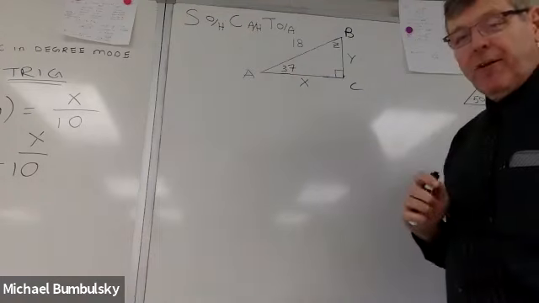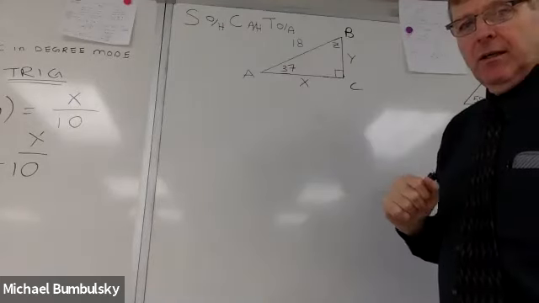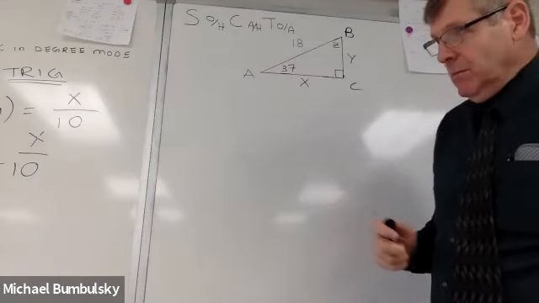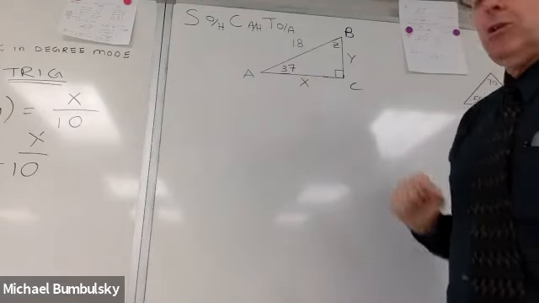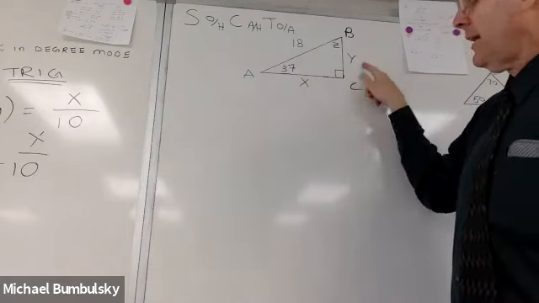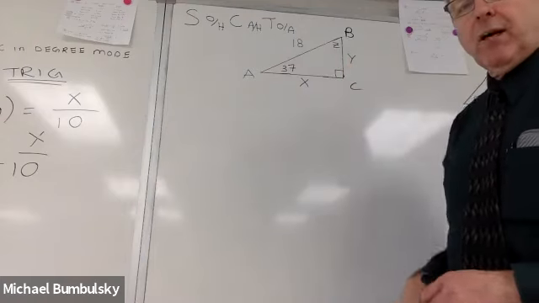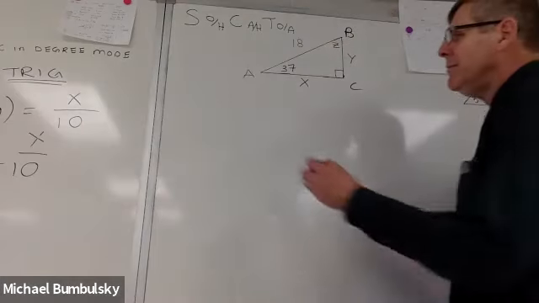Can I use the 45, 45, 90? No. This isn't 45. Can I use a 30, 60, 90? No. This isn't 30 degrees, it's 37. So I have no other choice in this problem but to use trigonometry to find x and y. Now, z I can find. How can I find z? Z is this angle.